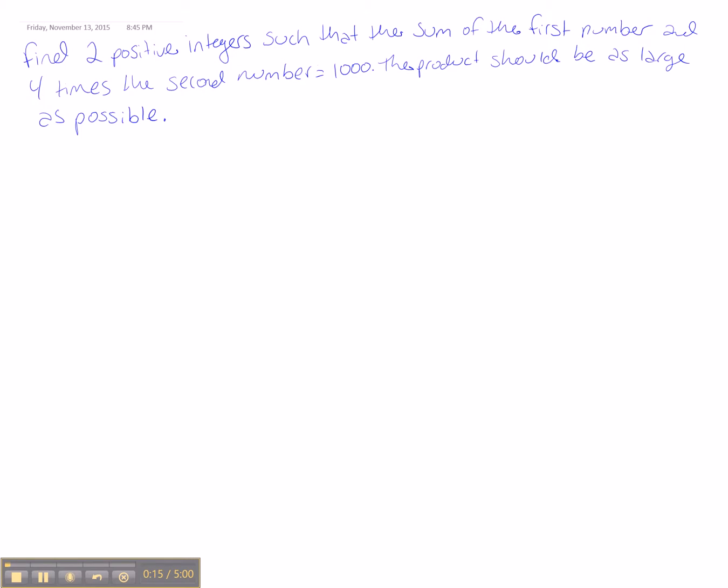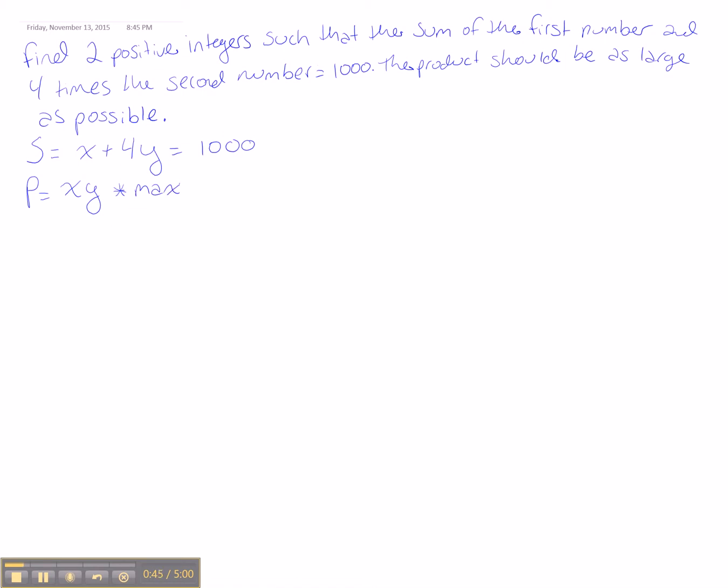So the first equation we get out of this is that the sum of two numbers, we'll call them x and y, equals 1,000. But there is a constraint that one of the numbers has to be 4 times the other. So the first equation we get is x plus 4 times y equals 1,000. And the other function is the product, so just x times y, and this should be a max.